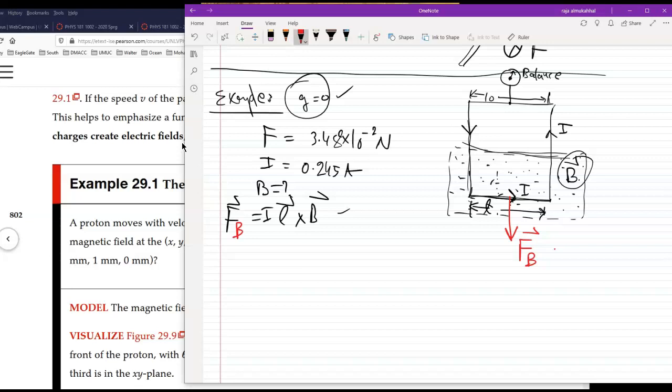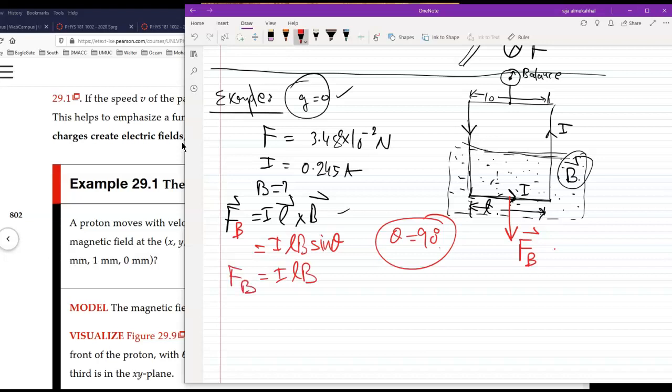Remember, I don't think about negative charges. Just think of it like a positive charge, or the current. The right-hand rule applies to it without flipping anything. You got it? So in this case, that will be ILB sine theta. Of course, in this case, theta is 90, right? Everything is orthogonal. So in this case, just ILB.